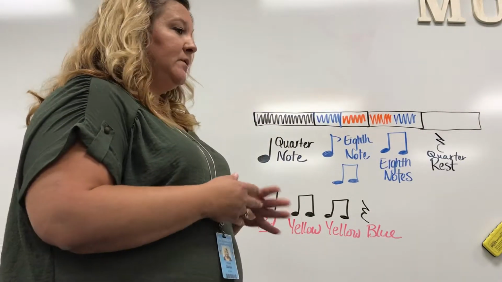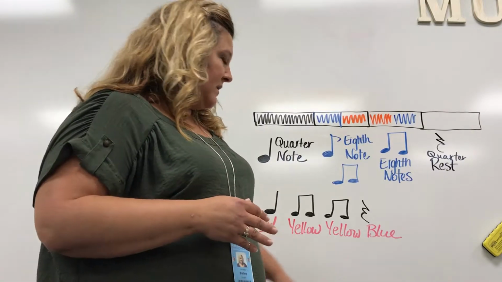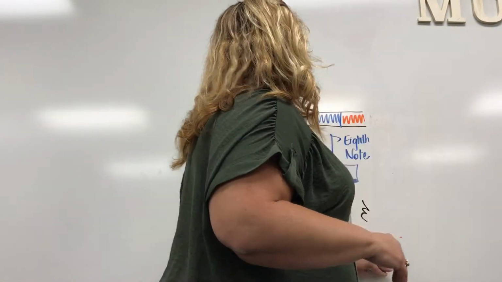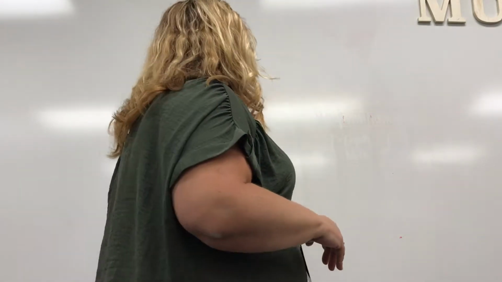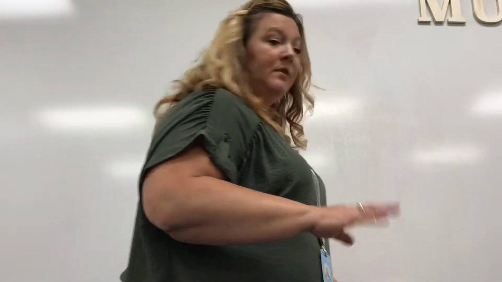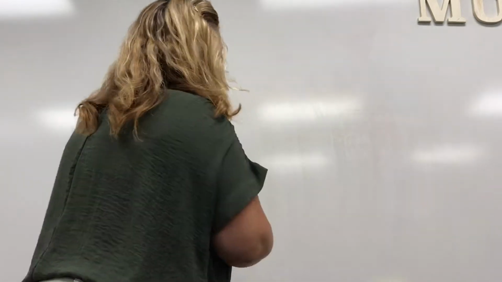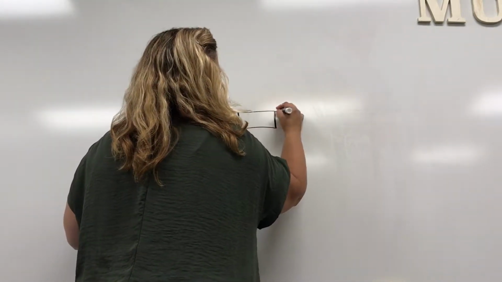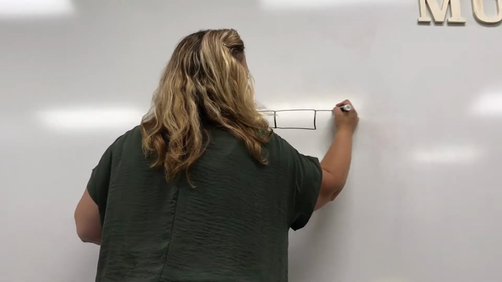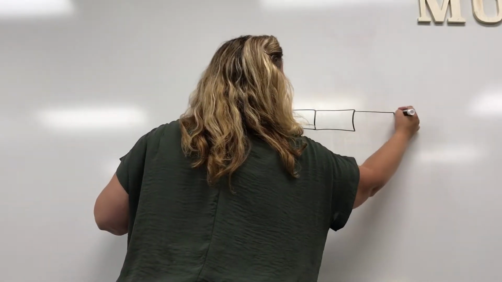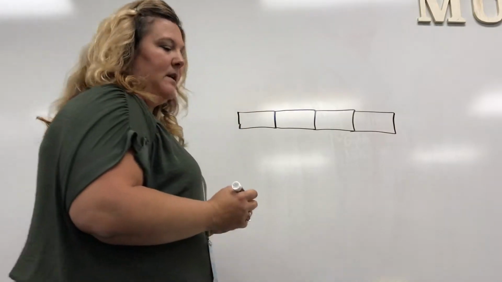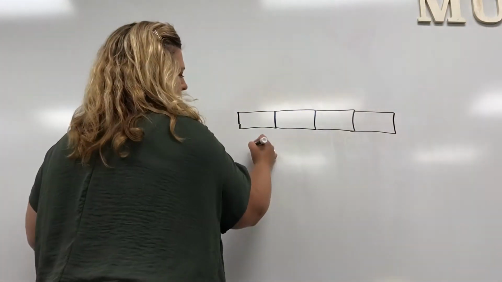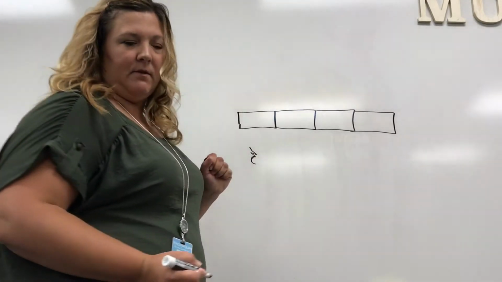So I am going to do a couple more of these examples, and then I'm going to have you do that on your own. And don't worry, I'll walk you through that. I'm going to make my boxes a little smaller this time. Okay, 4 beats of time, okay? I'm going to leave the first one open, so right away we know that that is a quarter rest, okay?